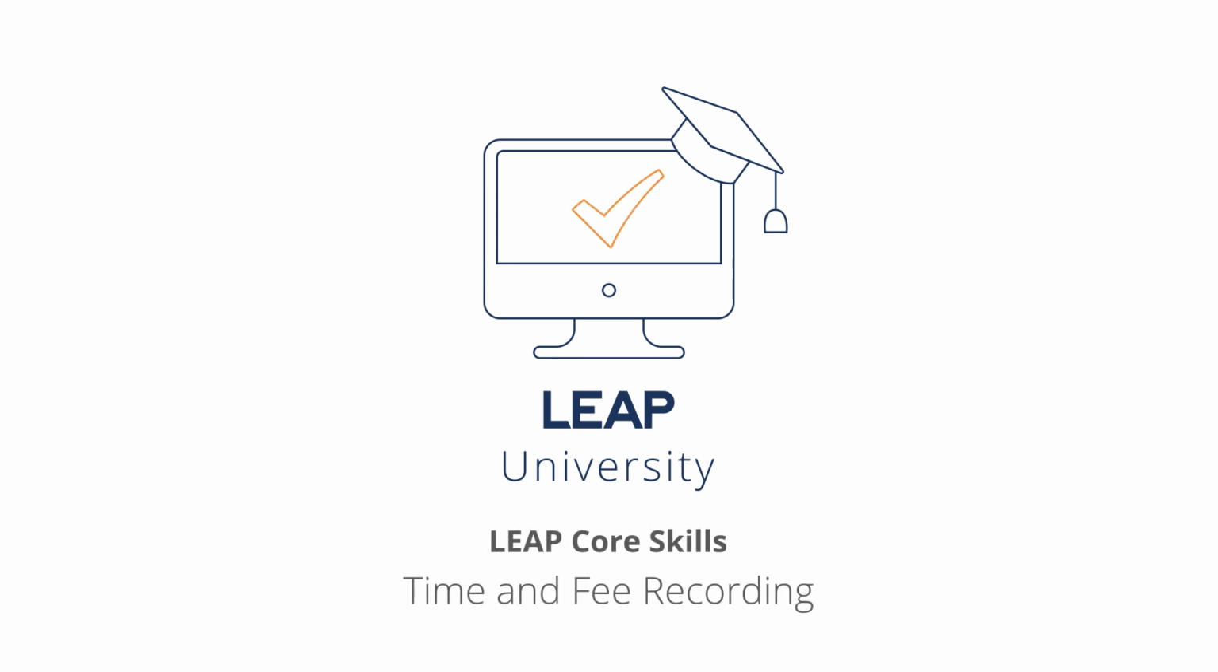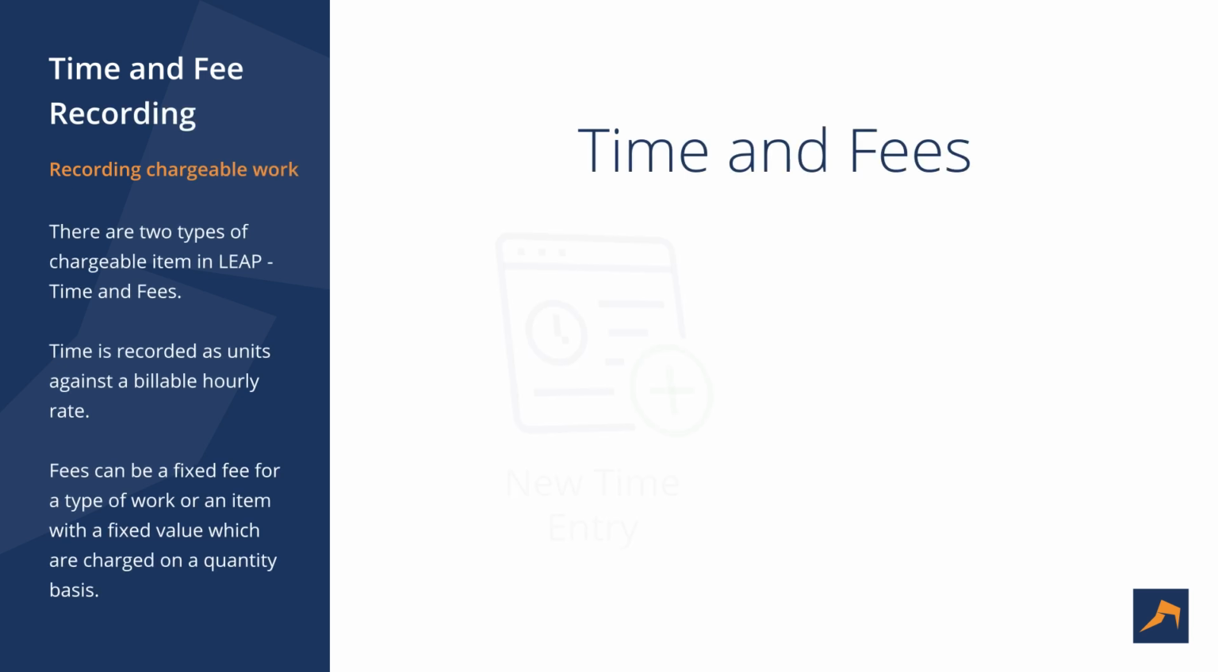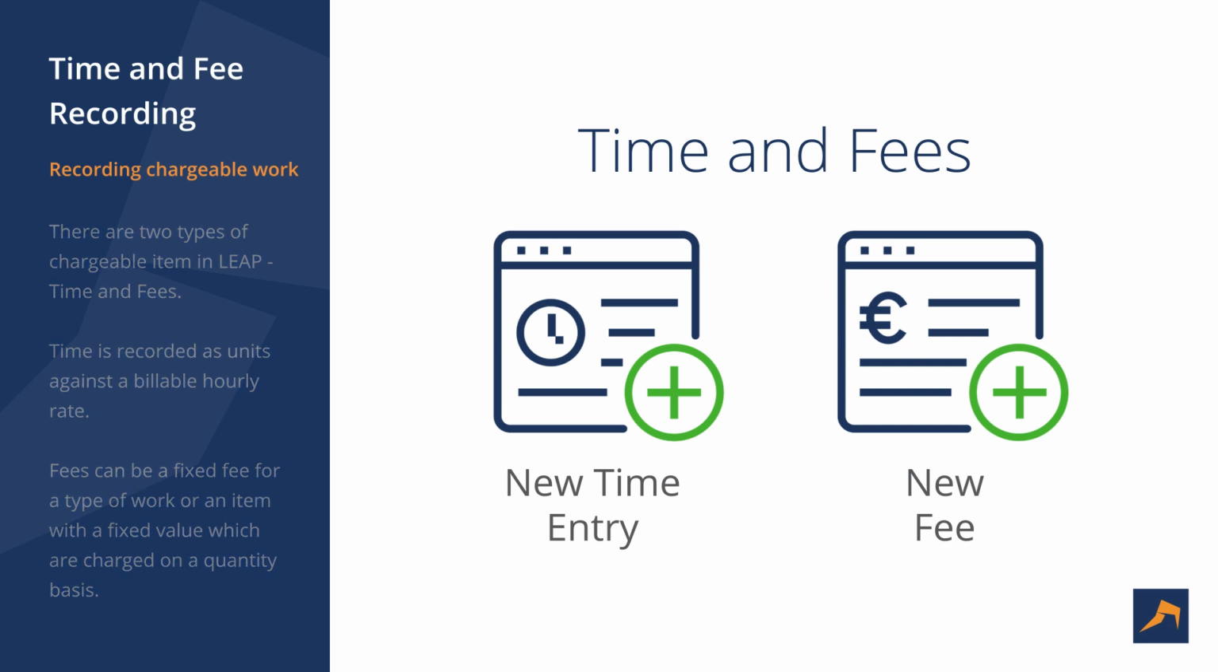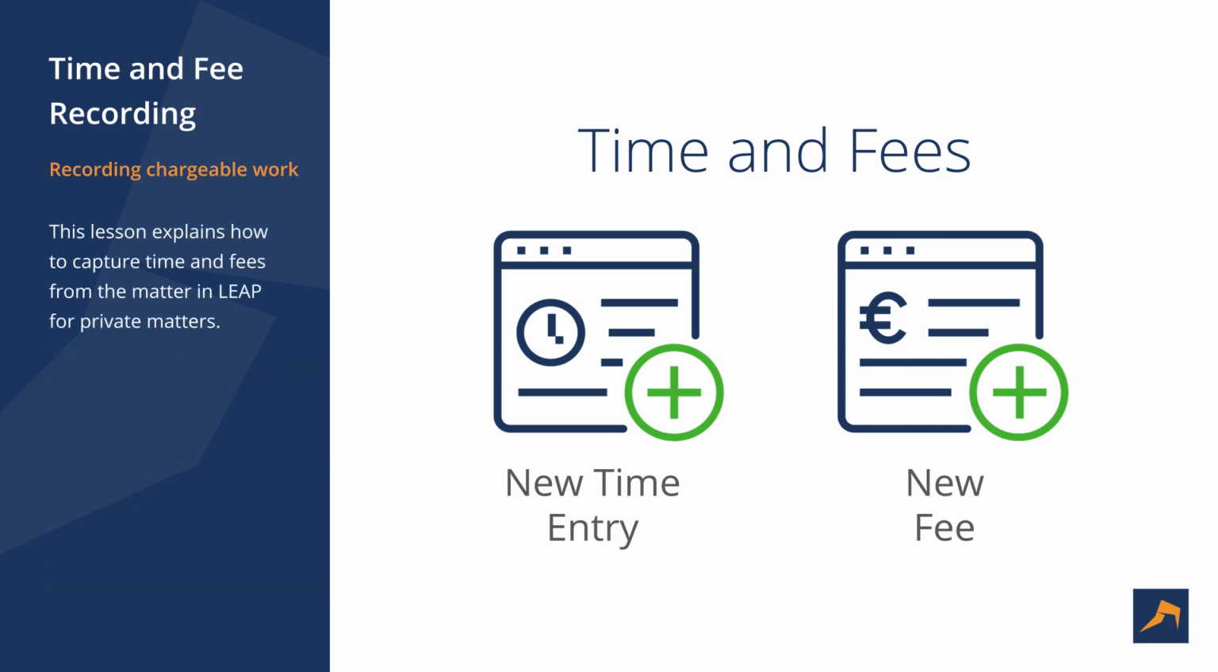Time and fee recording. There are two types of chargeable item in LEAP: time and fees. Time is recorded as units against a billable hourly rate. Fees can be a fixed fee for a type of work or an item with a fixed value, which are charged on a quantity basis. This lesson explains how to capture time and fees from the matter in LEAP for private matters.